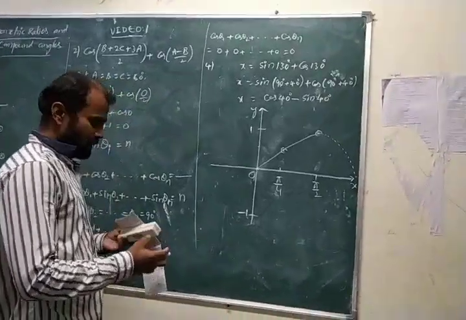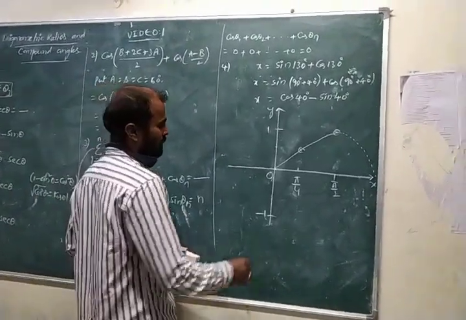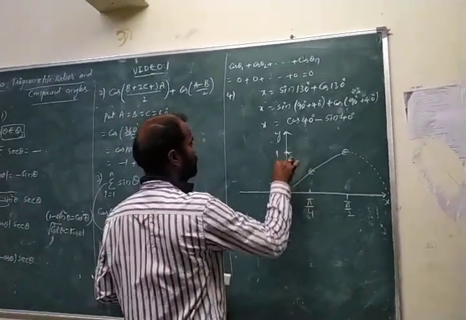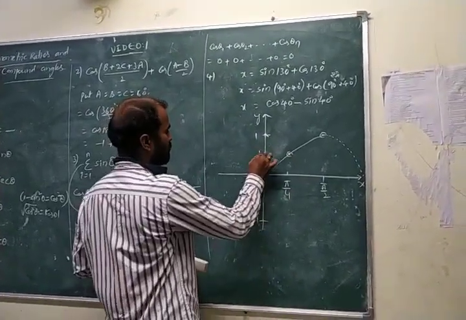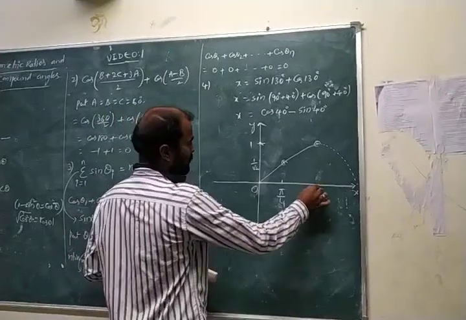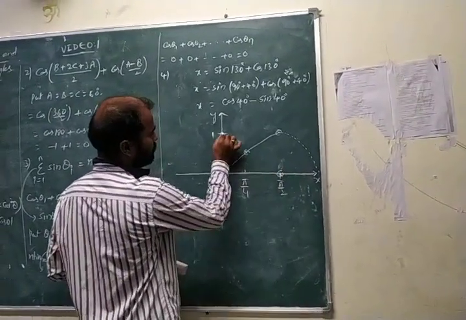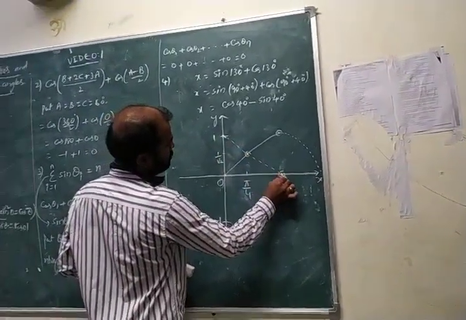Now draw the graph for cos. Cos 0 is 1 and cos 45 is 1 by root 2. It is 1 by root 2. And cos 90 is 0. Join these 3 points.